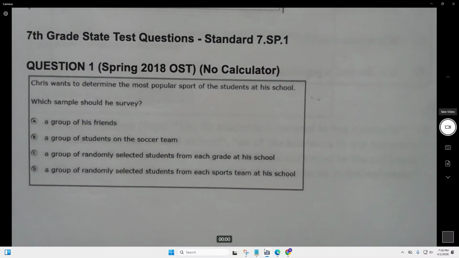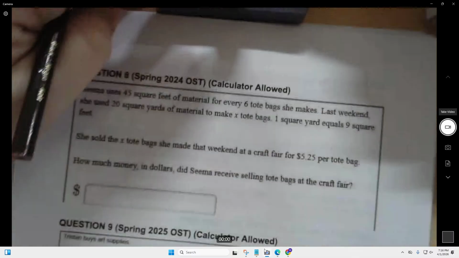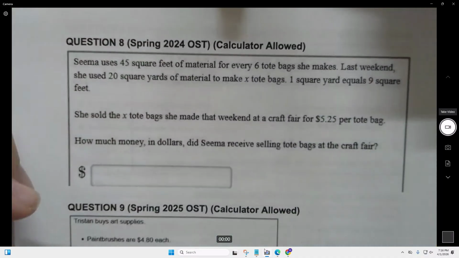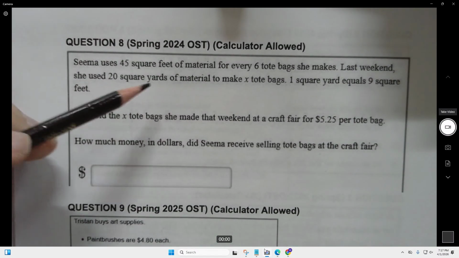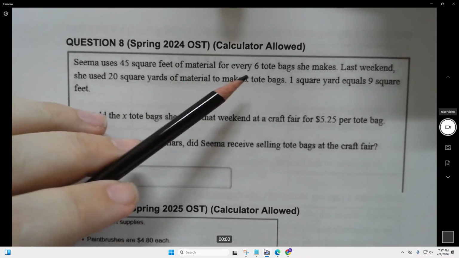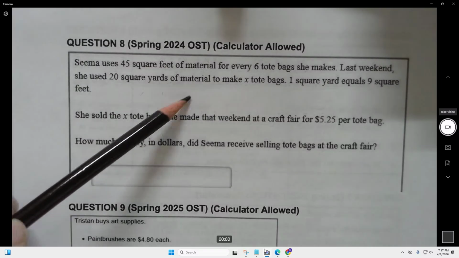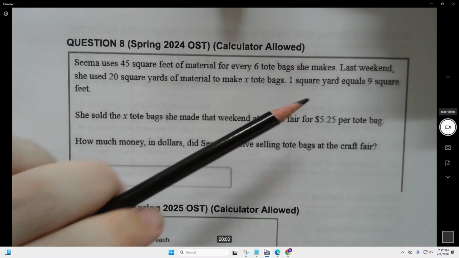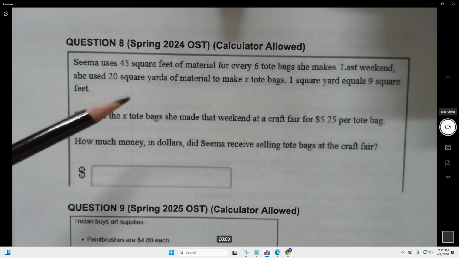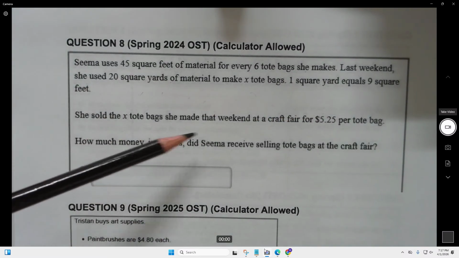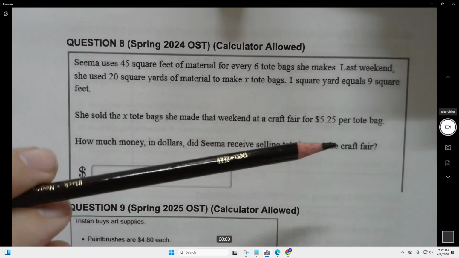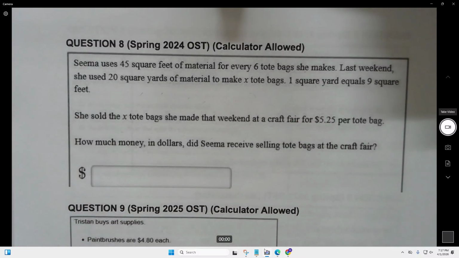Question 8. Seema uses 45 square feet of material for every 6 tote bags she makes. Last weekend, she used 20 square yards of material to make X tote bags. 1 square yard equals 9 square feet. She sold the X tote bags she made at a craft fair for $5.25 per tote bag. How much did she receive in dollars?